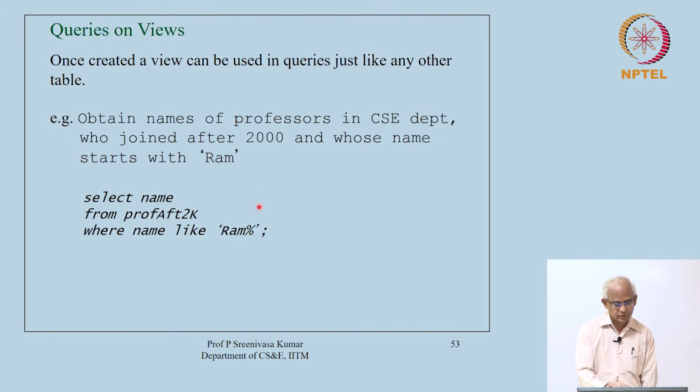Names of professors whose name starts with Ravi or Ram or something. So, it is some query. So far in all our queries we have been using the tables that are part of the relation scheme. Now, we started using the view names. Of course, in order to write queries of this kind, whoever is writing these queries should know what all the views are that are available.